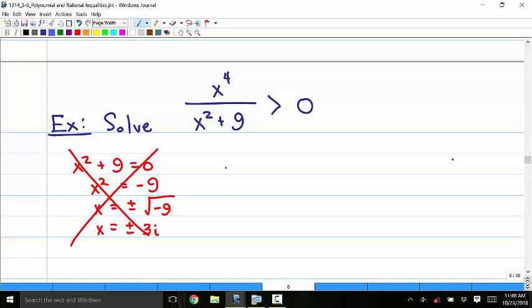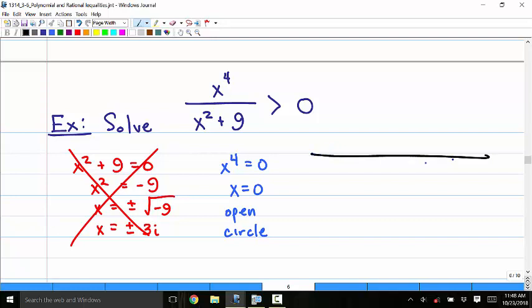Your numerator, when you set it equal to 0, I get x equals 0. Is it going to be an open or a closed circle? It's going to be open because there's no equal to in the inequality. So it's going to be an open circle. Your number line only has one number on it. There are no numbers from the denominator because those were imaginary, not real.